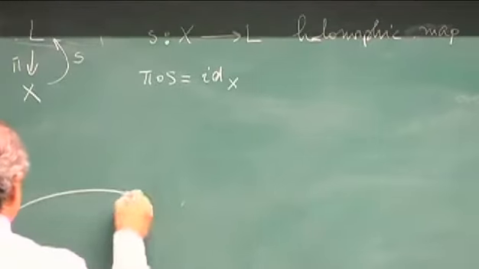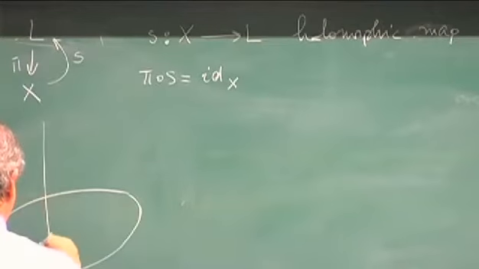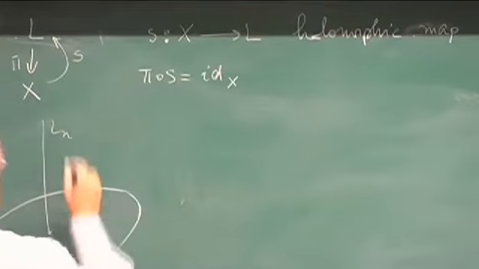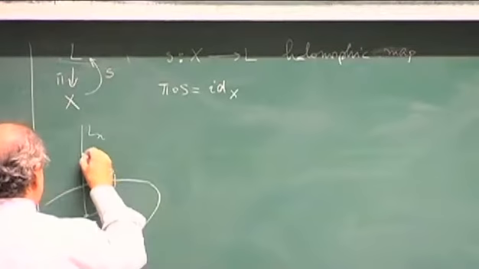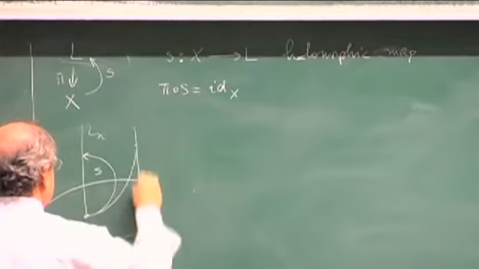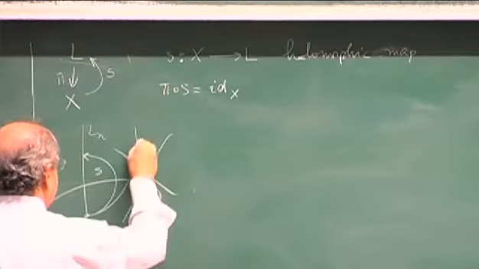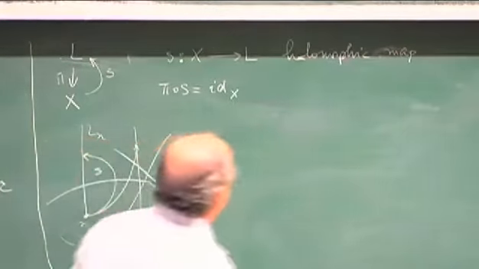So the idea here is that this is X. At every point, you have the fiber over that point, say L of x. And the idea is that when you compute the section at the point x, you get to that fiber. You don't get to another. This behavior is not allowed. So you have this.